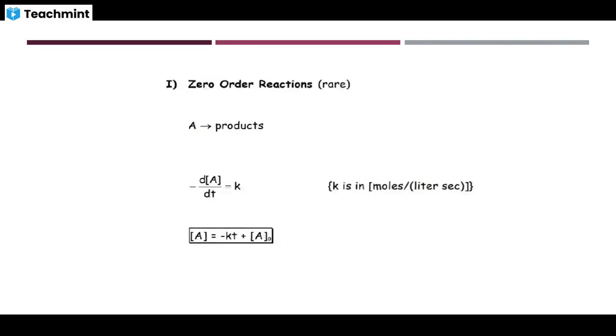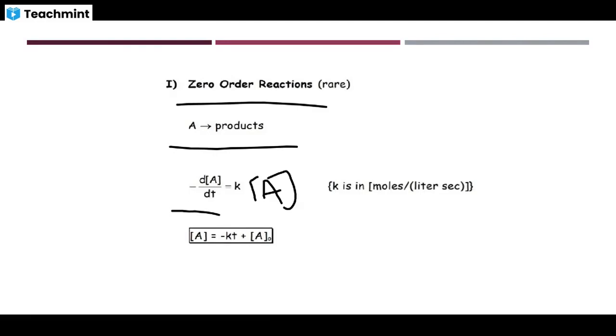So if you take a zero order reaction, usually rare, A gives products. The rate is minus dA by dt equal to k. This is the rate of a zero order reaction because here there is no A, so A to the power 0 equals 1. That is a zero order reaction.